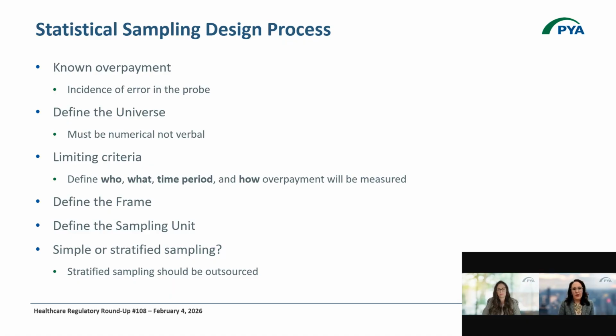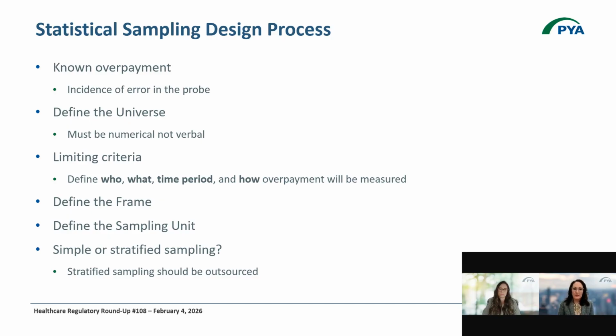So again, we have to have a known overpayment. That's when we get that incidence of error in the probe. We're defining the universe. We have to have that to be numerical, not verbal. So we can't just talk about departments and talk about providers and things like that. We have to make sure that we are looking at the data from a true data perspective, the frequencies of the services, the amount of payment for those services, and how that looks.